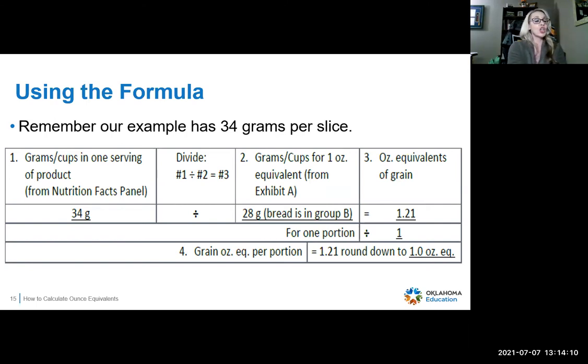But again, like I said, a lot of you are really just going to go to the grains chart, look at your nutrition facts label, and see if you can purchase it or not.